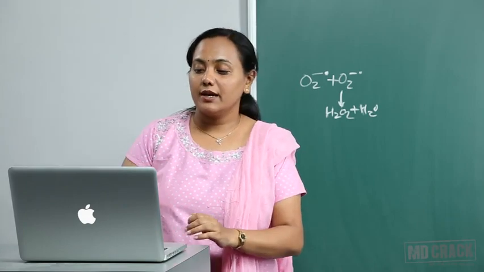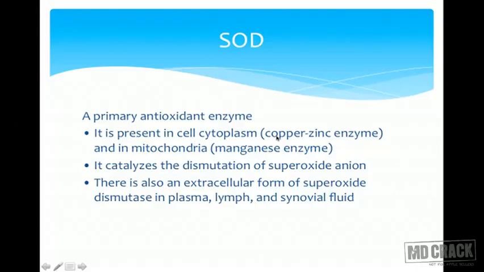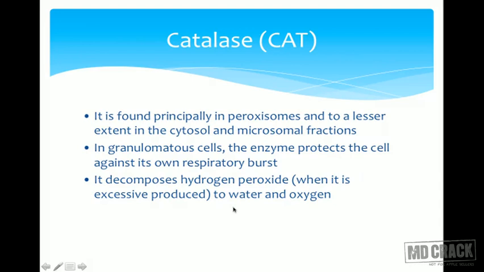This is a primary antioxidant enzyme. It is present in the cell cytoplasm. It is a copper zinc enzyme, and in the mitochondria it is a manganese enzyme. It catalyzes the dismutation of the superoxide anion. There is also an extracellular form of it, present in the plasma, lymph and synovial fluid.